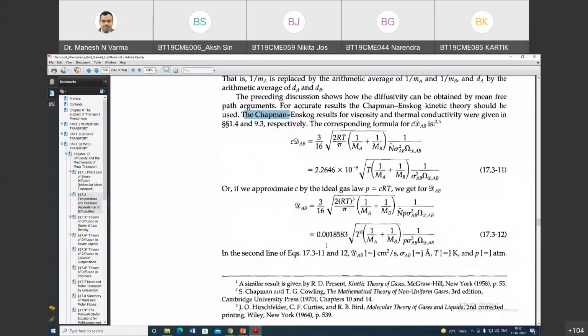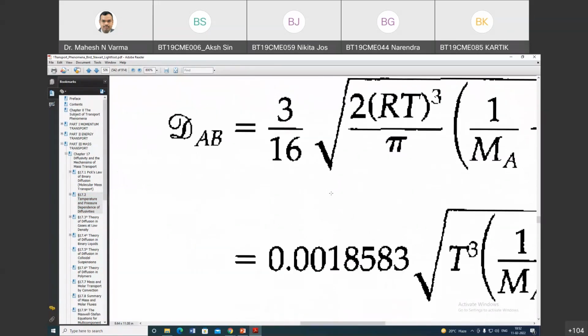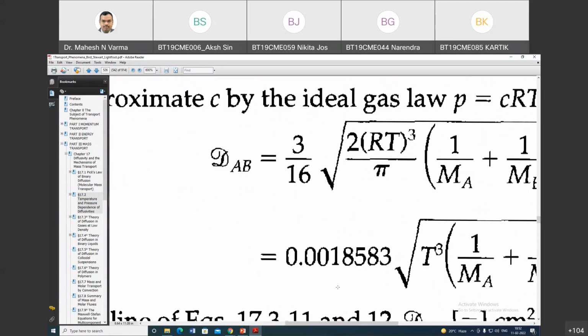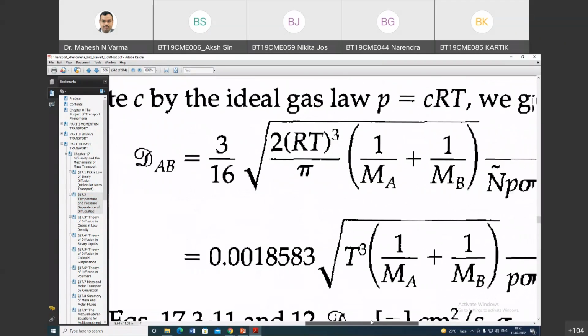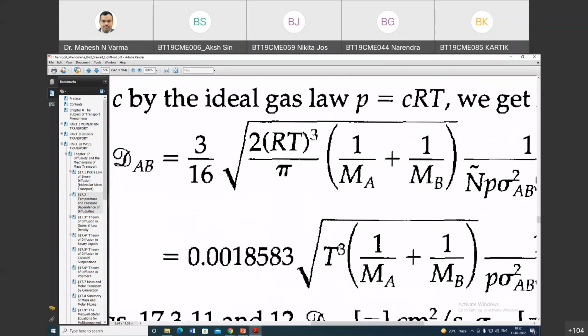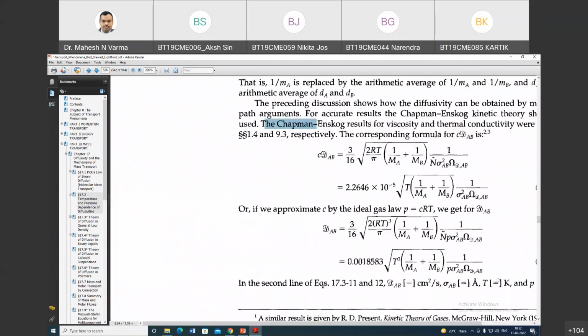Where we have used this equation: diffusivity is directly proportional to temperature raised to 3 by 2. You can see here, this is the Chapman equation. Diffusivity is directly proportional to temperature raised to 3 by 2, that is, under root of T raised to 3, and inversely proportional to pressure. This is pressure. So this equation we have used so many times. This is called the Chapman equation.